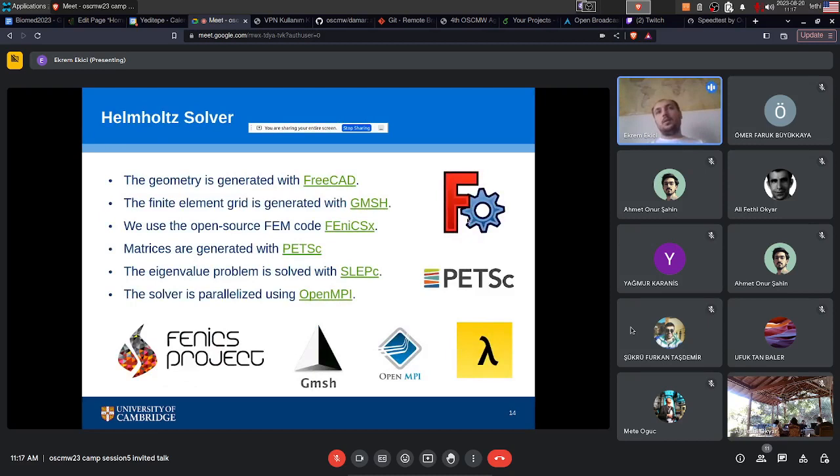So to talk about my Helmholtz solver, this is my favorite slide because I spent 2.5 years to make my project fully open source, and I exploited all the open source projects around the internet. So I first generate the geometry with FreeCAD using Python scripts, and I mesh my complex geometry with Gmsh, which is also an open source finite element mesher. And I discretize my mathematical partial differential equations with FEniCSx, and I derive the weak forms. And I generate the matrices with PETSc, which is a parallelized matrix generator and solver.